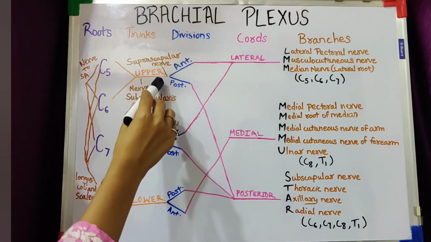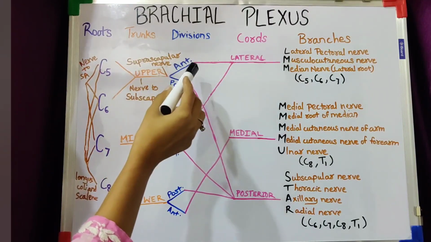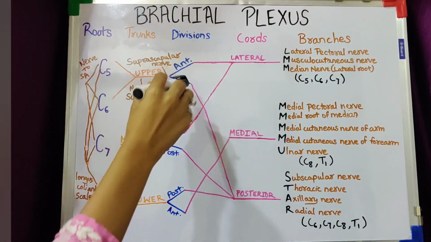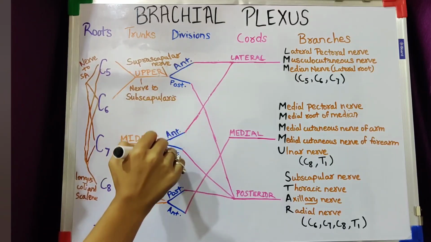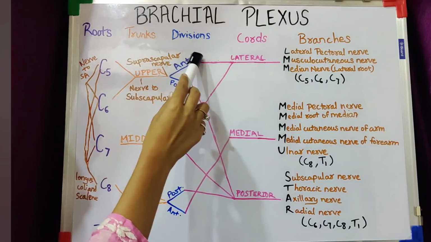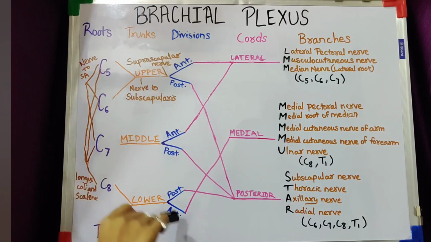The trunks further divide into divisions. How? They are divided into anterior and posterior divisions. But note that the divisions are anterior posterior for the upper trunk, anterior posterior for the middle trunk, but for the lower trunk it gets reversed, that is the posterior anterior. Okay, so the divisions are anterior posterior, anterior posterior and posterior anterior.